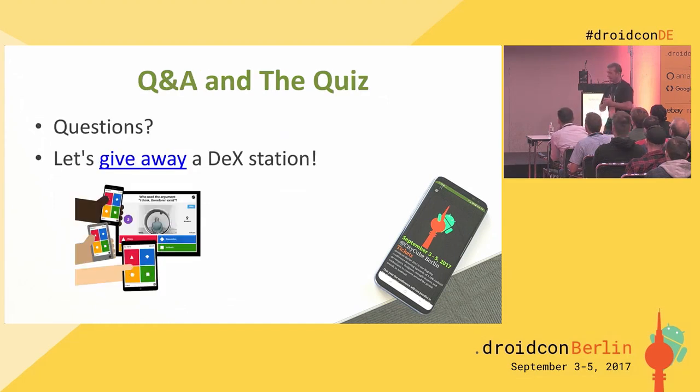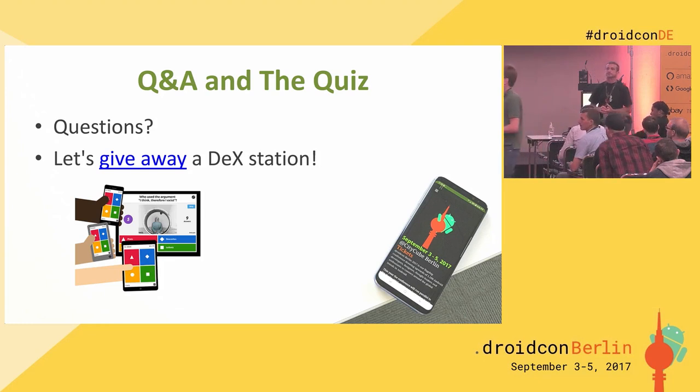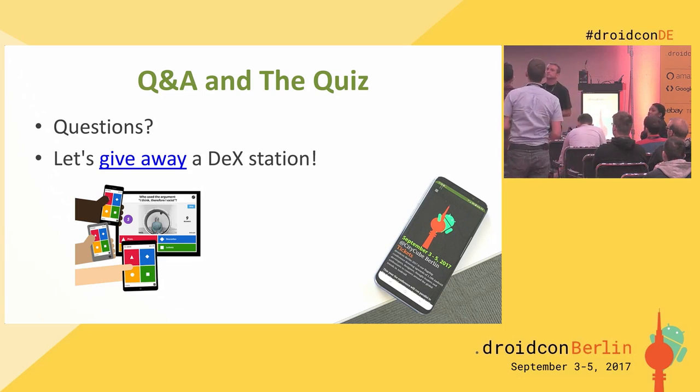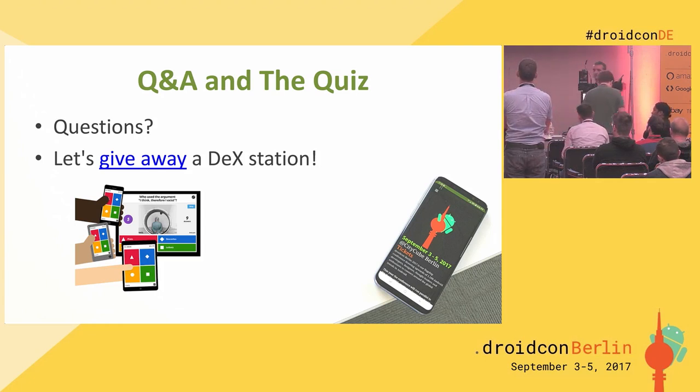So let's have some Q&A. You can actually talk or come to the mic, and then we'll do the quiz. How do you detect that you're on a DeX or that you're in a desktop mode? How do you detect if you switch to DeX mode? Basically, there's a broadcast that you can listen to.